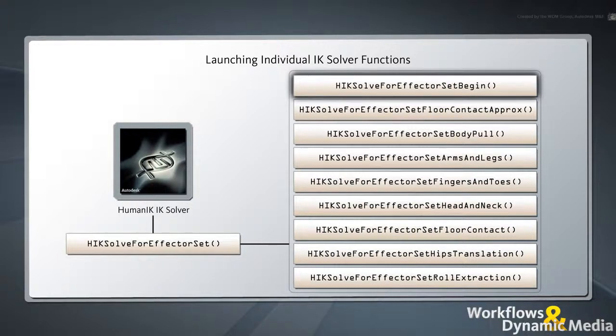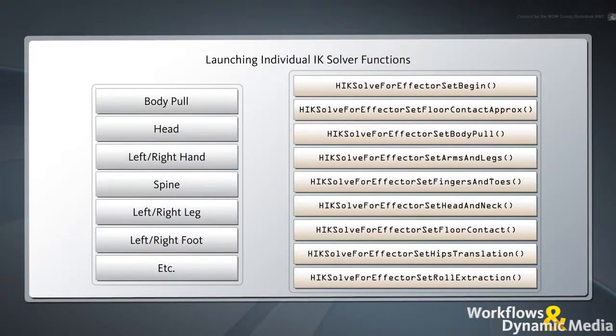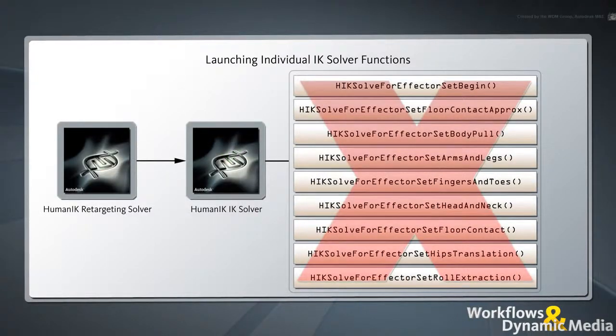Before you call any one of these functions, you must first call the HIK solve for effector set begin function. Since each of these functions affects specific body parts, you must ensure that you also activate the corresponding IK solving steps. For example, if you intend to only solve the position of your character's fingers, you must include the IK solving steps for his hands. You cannot call these functions to control the IK solver during the retargeting process. For this, use the IK solving steps instead. Lastly, you cannot combine these functions with the low LOD solvers we looked at earlier.